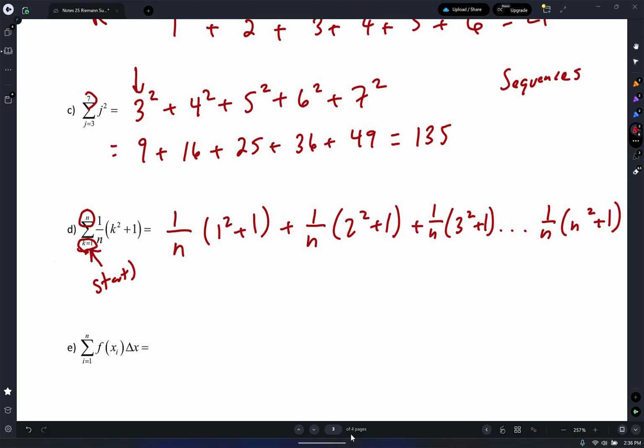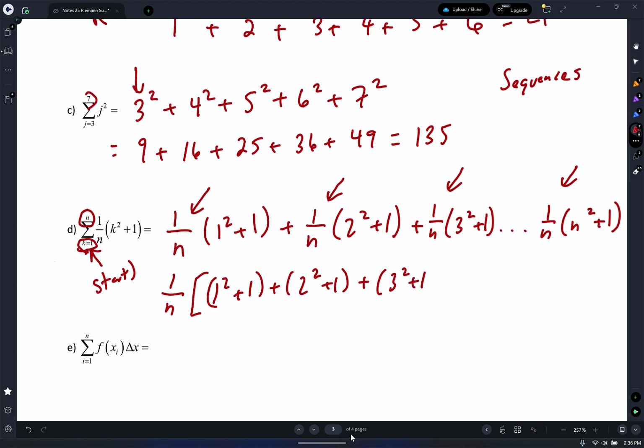Okay, I want you to observe something. You see how there's a 1 over n on every single term forever and ever? What can I factor out? A 1 over n. So you can do this: 1 over n, bracket, 1 squared plus 1, plus 2 squared plus 1, plus 3 squared plus 1, plus dot, dot, dot, n squared plus 1, close bracket.